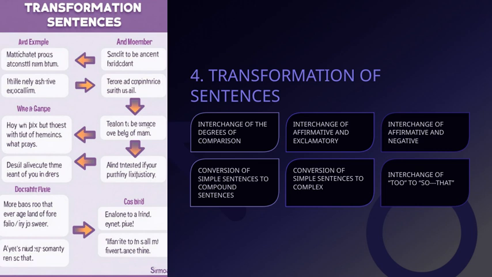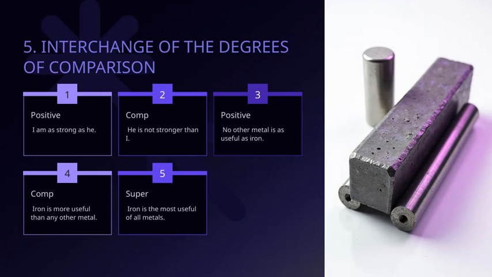and creatively. Let's talk about the interchange of the degrees of comparison. First, we have the positive degree, which is used to describe a quality without making any comparison. For example, I might say, "I am as strong as he," to show that our strength is equal. Moving on, the positive form can also be used in a negative context, like, "He is not stronger than I," emphasizing that he isn't stronger than me.